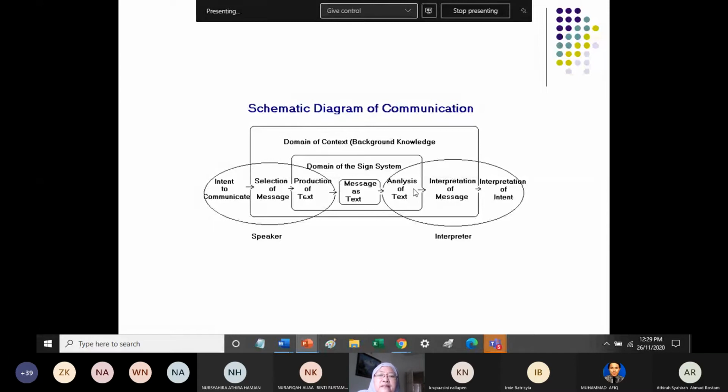He analyzes the text, he interprets the content, the intent of the sender. So this is the domain of written communication, or sign system. If you're signing, it's the same also, like using American Sign Language or using bahasa isyarat Malaysia, bahasa Malaysia kan.